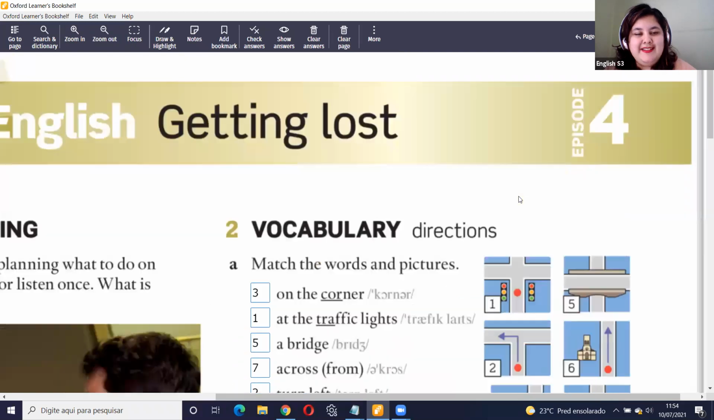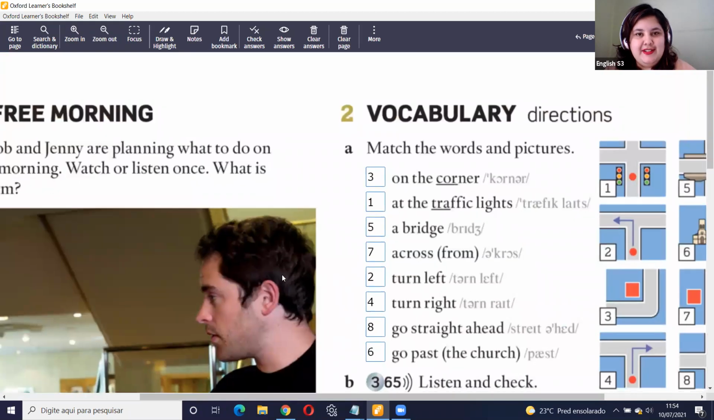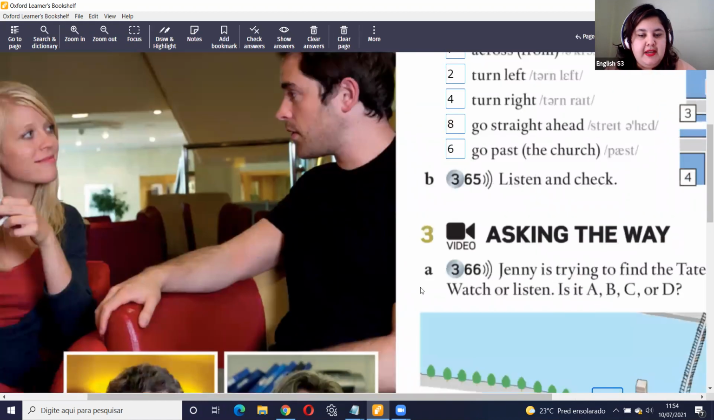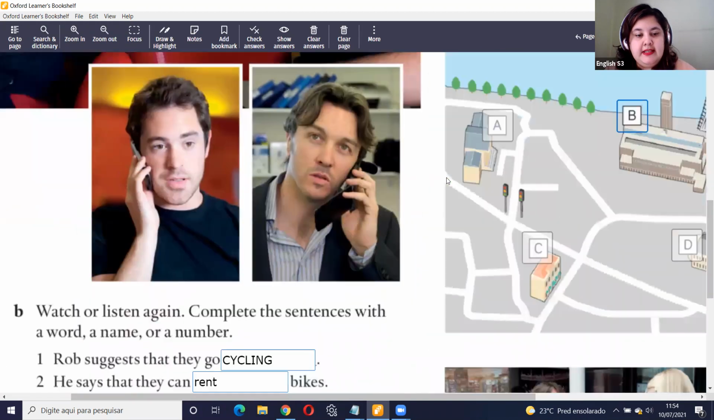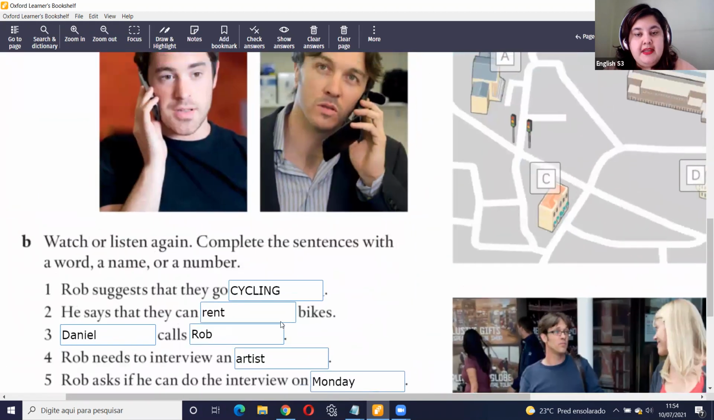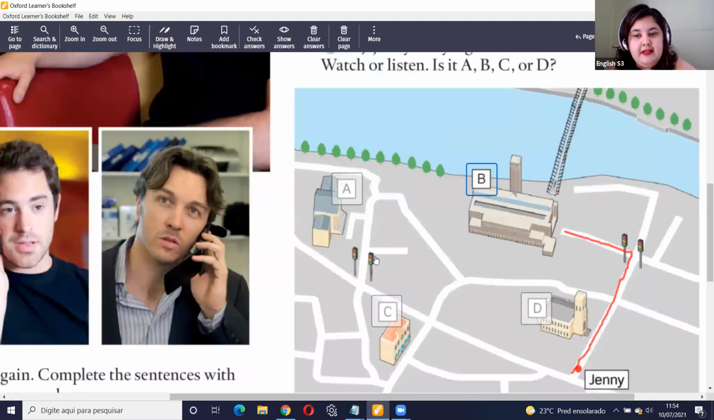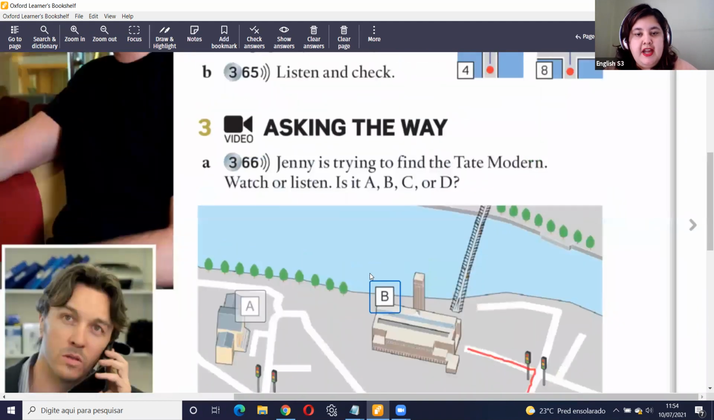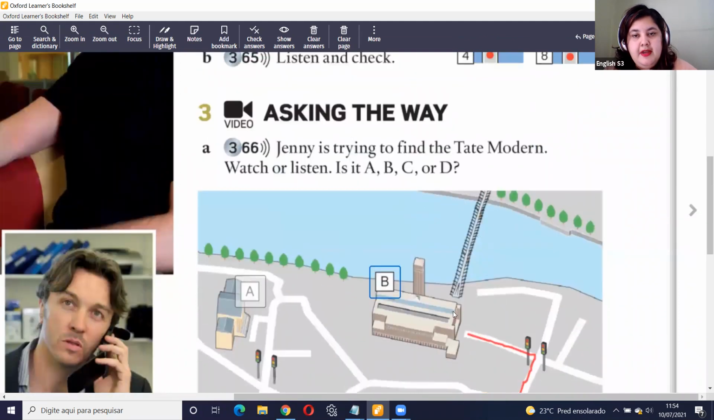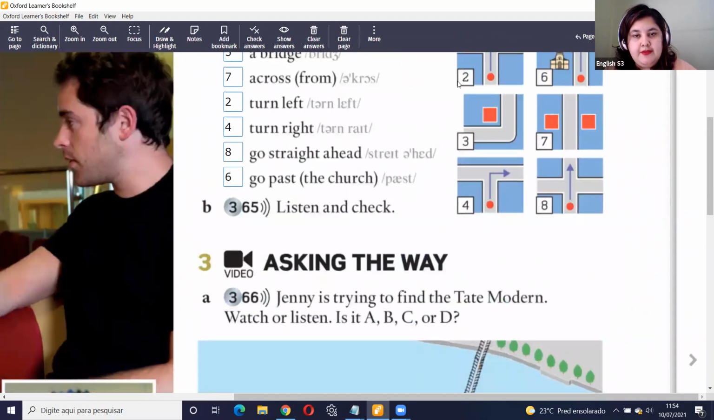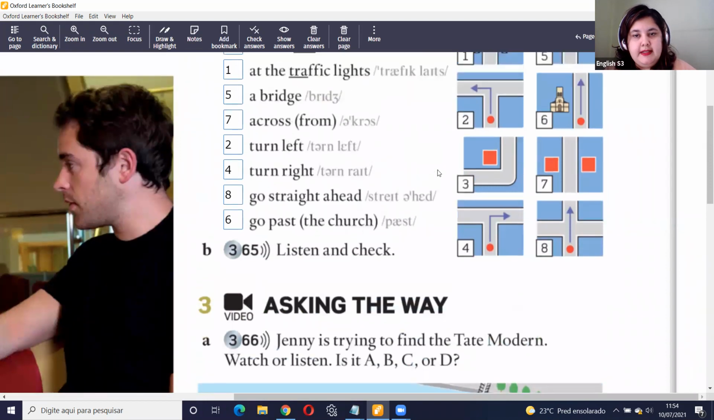And then we had the practical English. In this practical English, we see Rob and Jenny. And Jenny has arrived in London. Rob is taking her out. Let's take a look. She has to find the Tate Modern. And here we have some directions that we can give to help her. Let's take a look here.